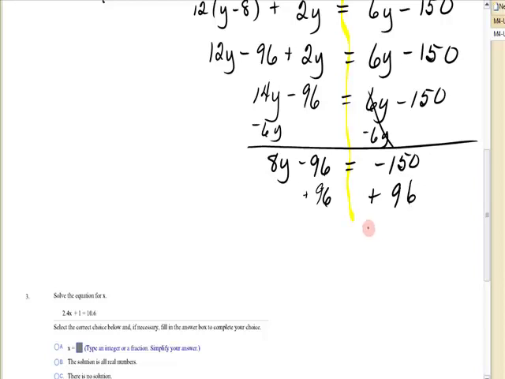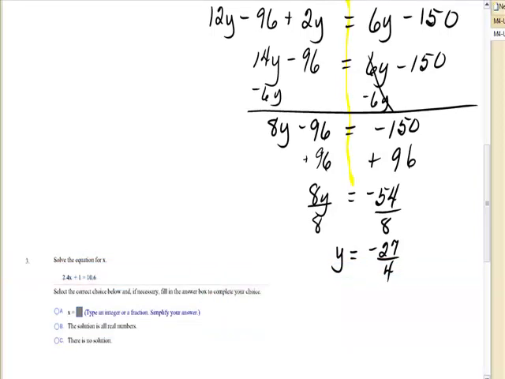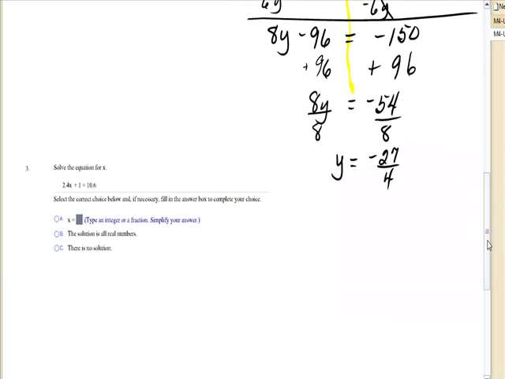That gives me negative 54. And so 8y is equal to negative 54, so y is negative 54 divided by 8. And 8 doesn't go into 54 evenly. If I divide them both by 2, that gives me negative 27 over 4. And that should be my answer. If it turns out that you see video mistakes in any of these, I hope you'll report those to your teacher so we can get them fixed.